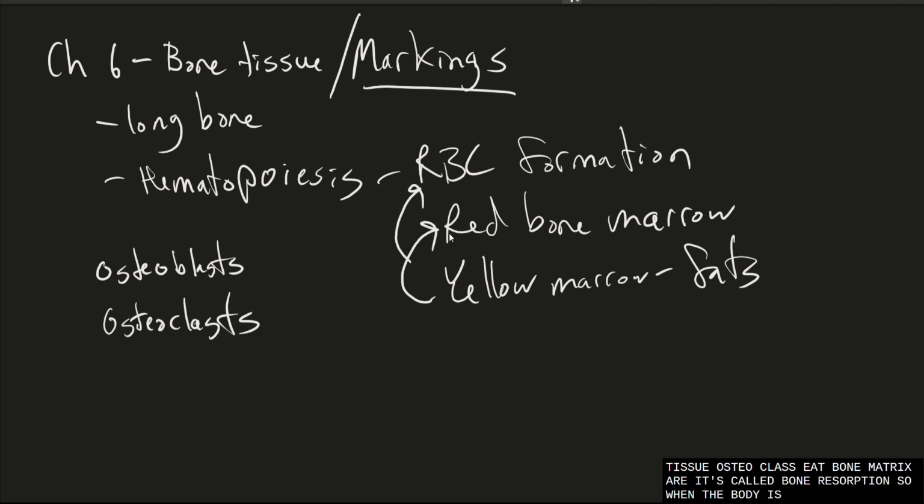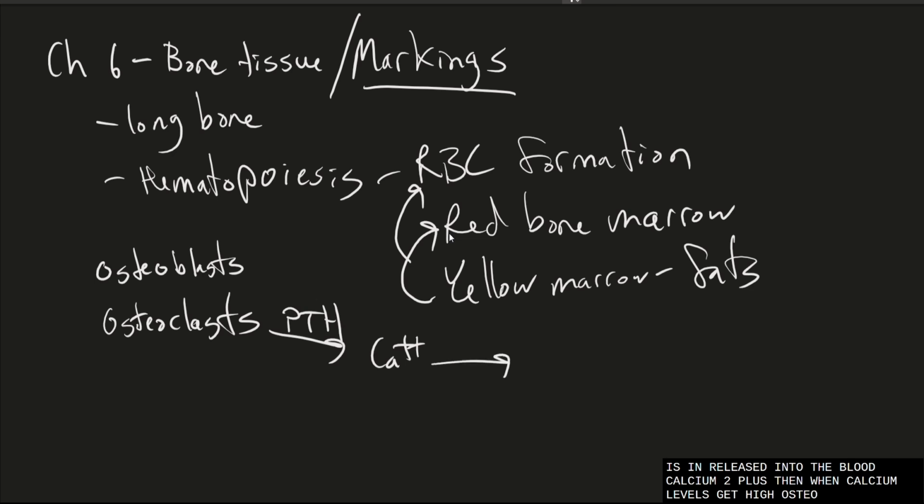So when the body is low on calcium levels, a hormone is released called the parathyroid hormone, or PTH. It activates osteoclasts, calcium is then released into the blood. It's calcium 2+. Then, when calcium levels get high, osteoblasts are activated, and then we put the calcium back into the bone.